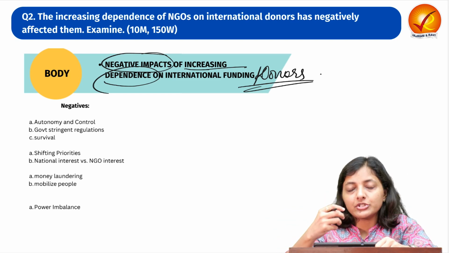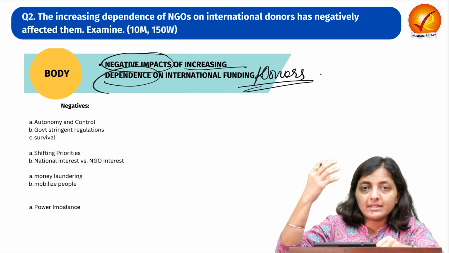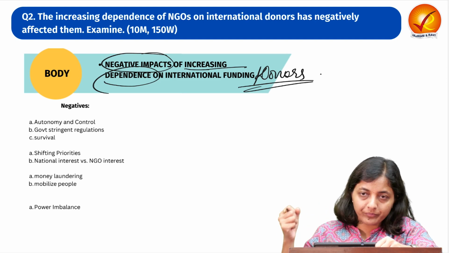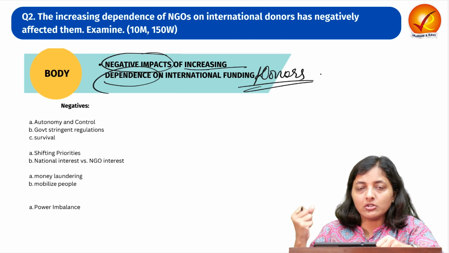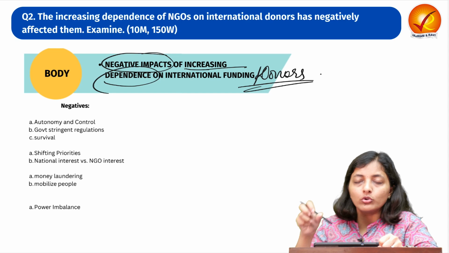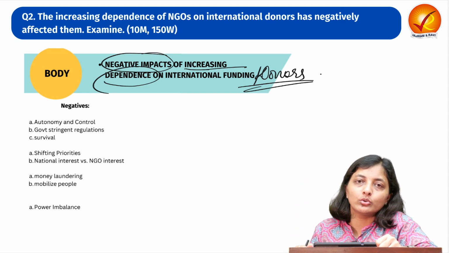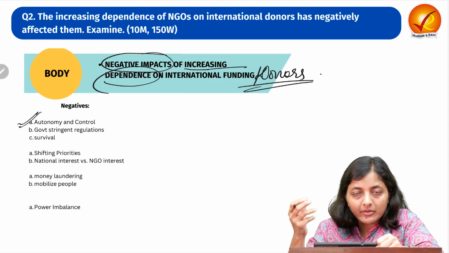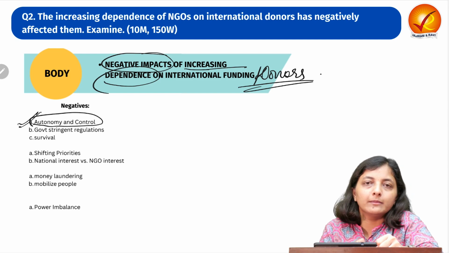But when international donations or funds come in, obviously that international donor will dominate the working of that NGO, and it will lose the vision or the mission of that NGO, and the whole autonomy or control of that organization will be in the hands of the international donor. So the first negative or drawback of foreign funding or foreign dependence is loss of autonomy and control.